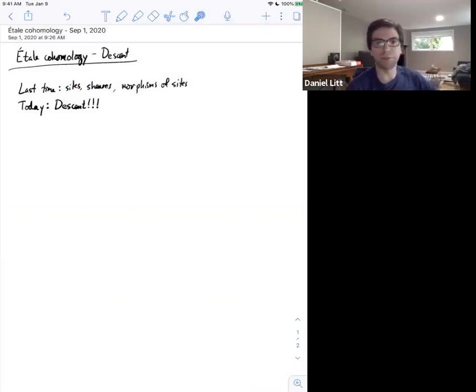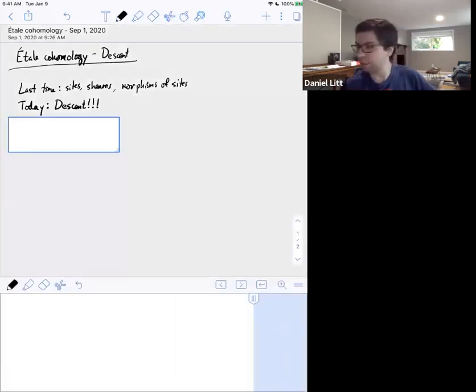In particular, we defined the fppf and Etale sites associated to a scheme in both big and small versions. And then we finished by saying what a morphism of sites is. I didn't quite say everything I wanted to say about morphisms of sites, or continuous maps of sites, as we called them last time. So let me remind you about the definition and give a couple examples, and then we'll move on to the topic of today, which is descent.